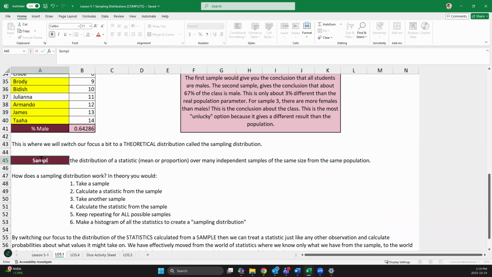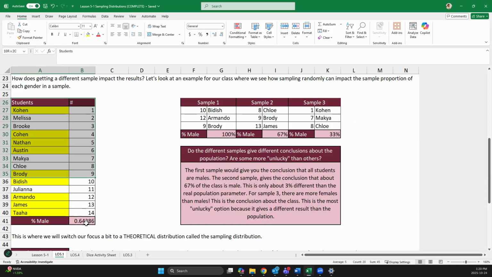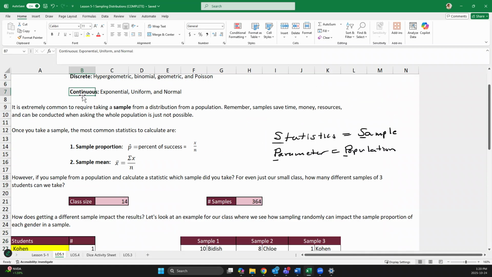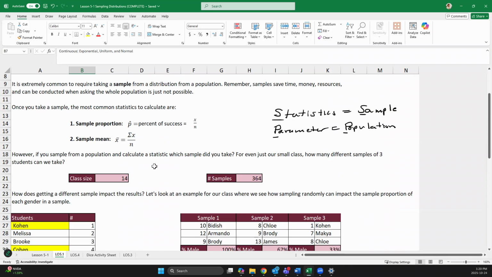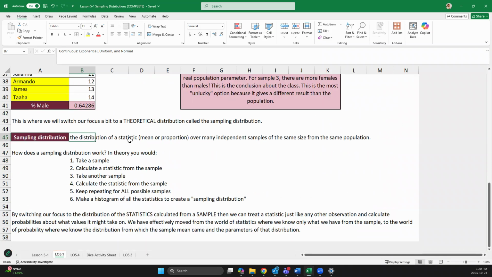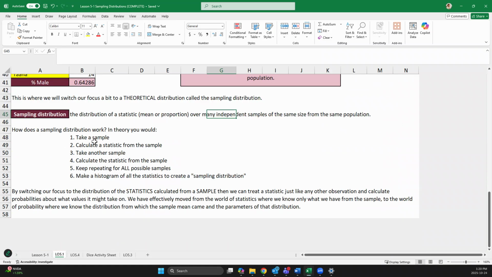The sampling distribution is a theoretical distribution. What I mean by that is it is in theory. We cannot create it in real life. It's defined as the distribution of a statistic, usually a mean or a proportion. So it'd be a proportion for something like the percent of males that we did here, or it can be the mean if you have continuous quantitative data. And what you do is you look at the distribution of the mean or the proportion over many samples of the same size.